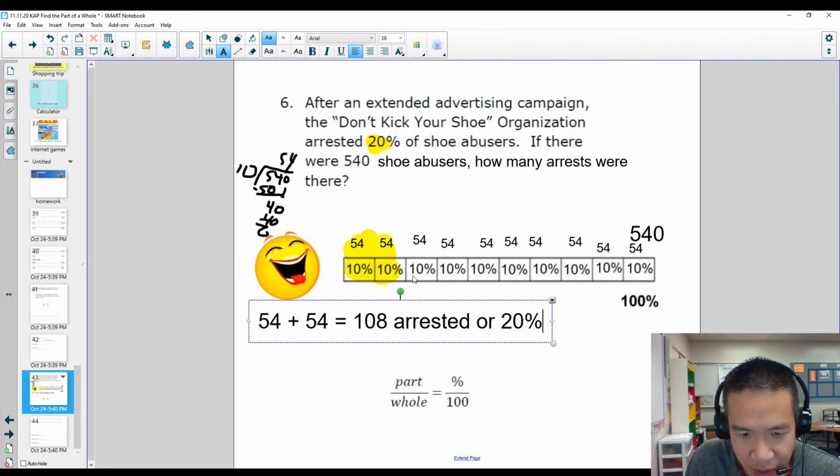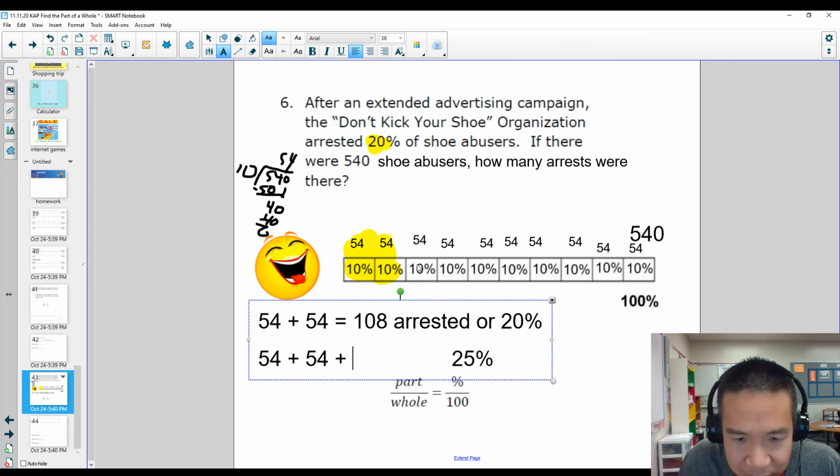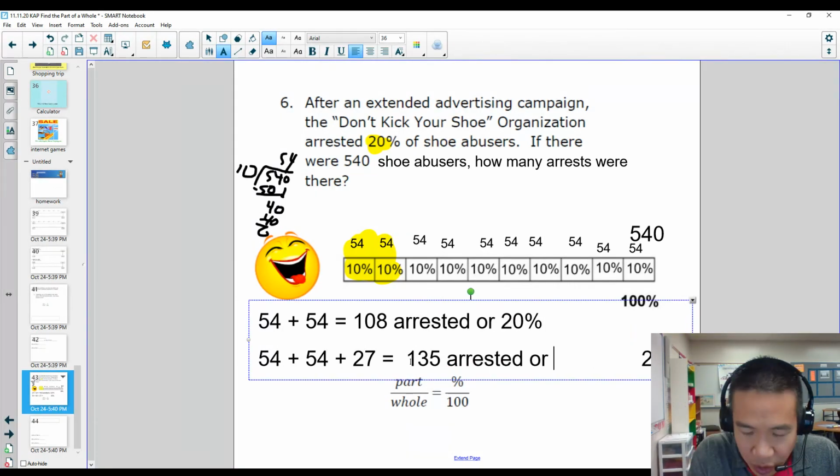The reason why I like drawing a percent bar is you can answer any question from this. For example, if I needed to know 40%, I can add 54 four times or do 54 times 4. But what if I needed to find 25%? I can do 54 for 10%, 54 for 10%. But then 5% is half of 54, which would be 27. And that's how I could have gotten that one. So 54 plus 54 plus 27 is 135 arrested, or 25%.